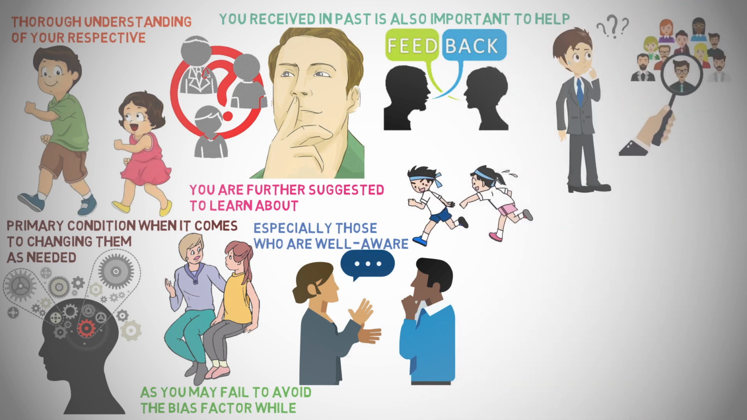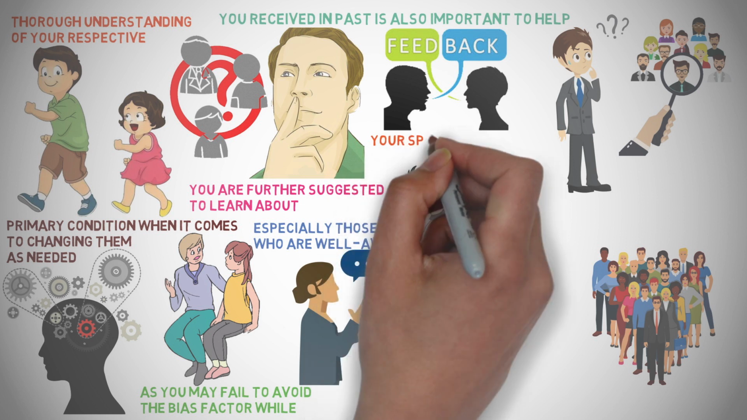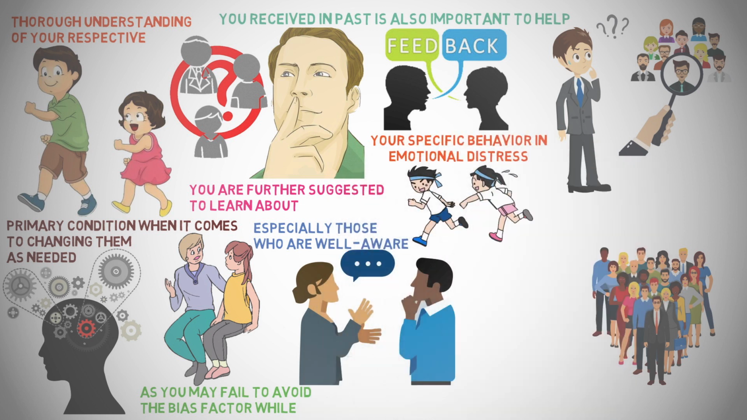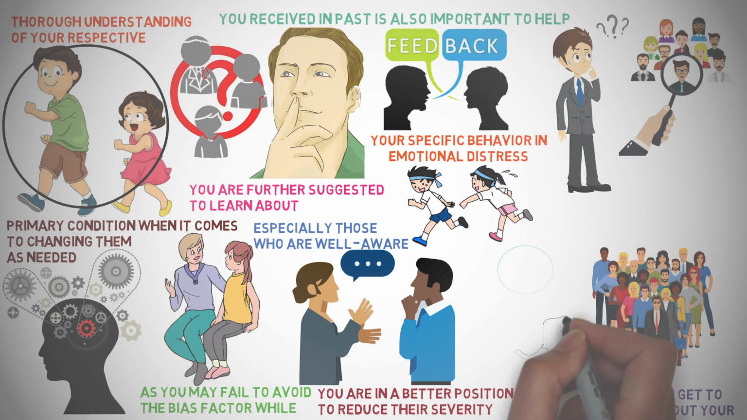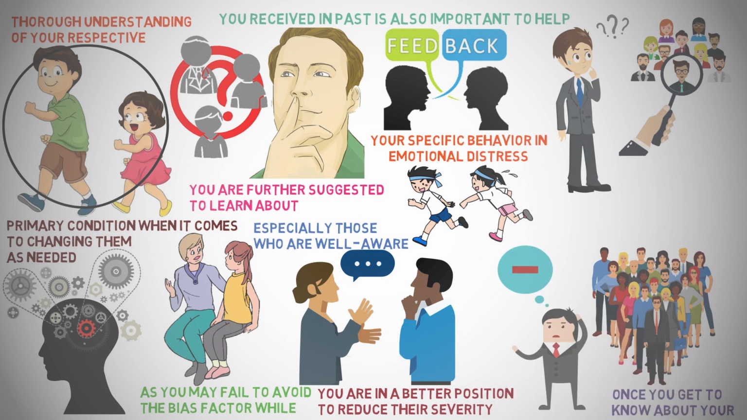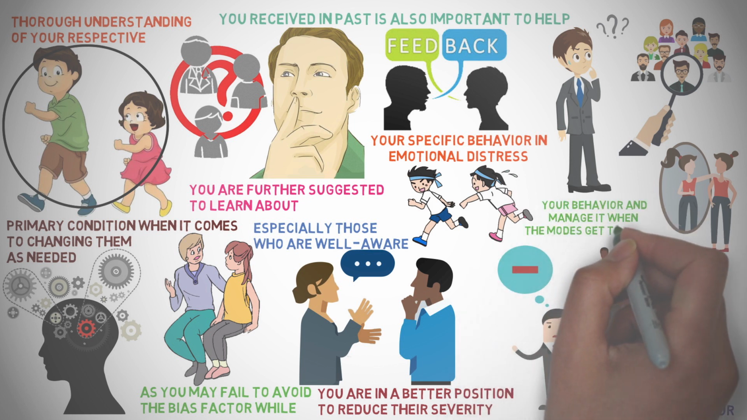You can determine your coping styles by confirming if the people from different contexts share similar views on your specific behavior in emotional distress. Once you get to know about your coping modes to the best of your understanding, you are in a better position to reduce their severity so as to avoid the negative effects. This self-awareness further lets you keep a sharp eye on your behavior and manage it when the modes get triggered.